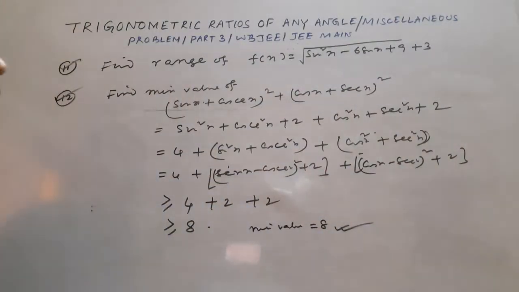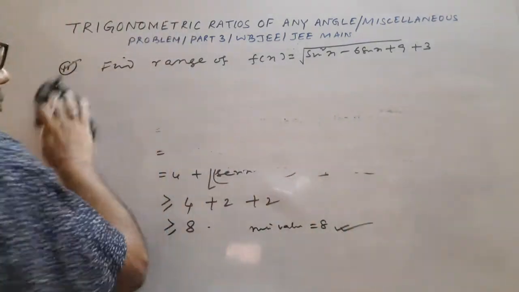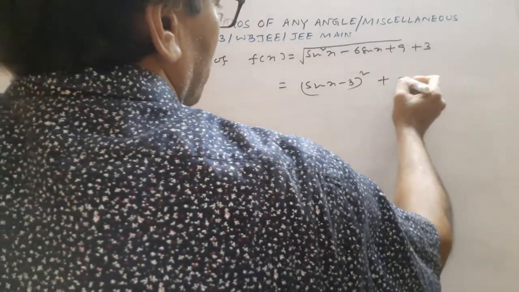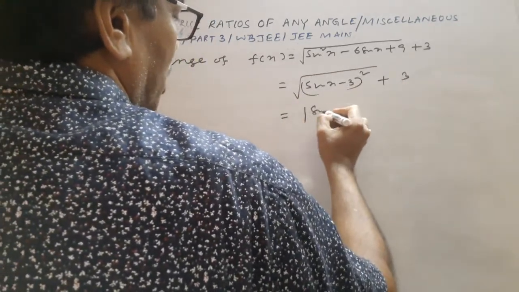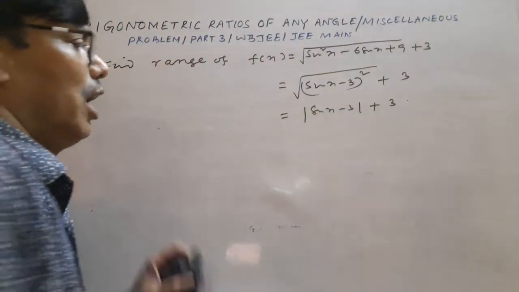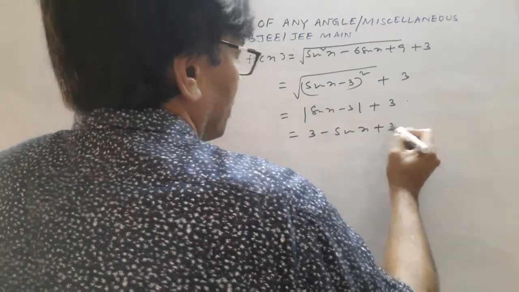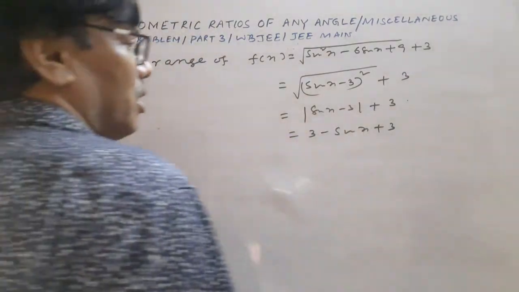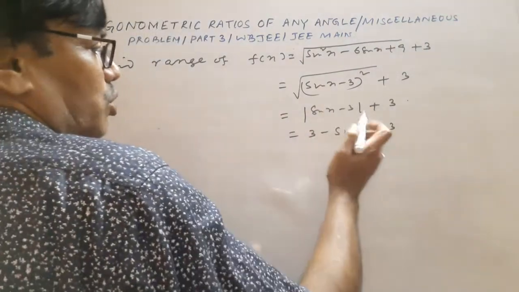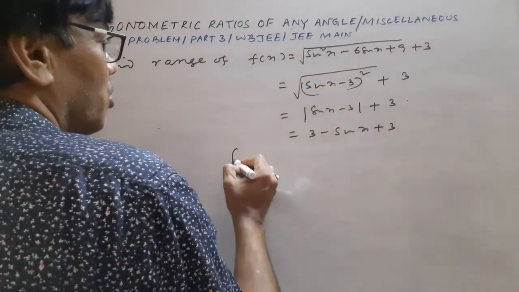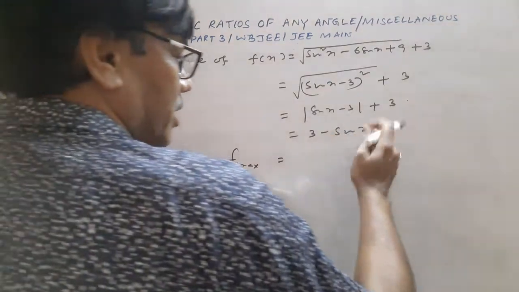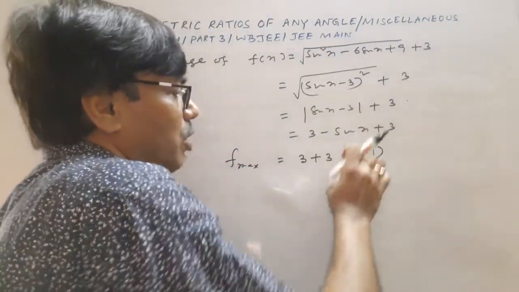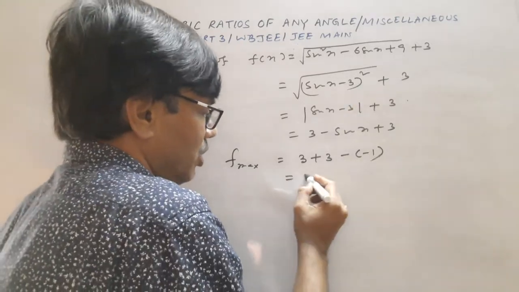So this is also a problem of class 10. Now this one: f(x) equals the square root of (sin x minus 3) whole square plus 3. Now this is mod of sin x minus 3 plus 3, which is 3 minus sin x plus 3, because sin x is always less than or equal to 1. So 3 minus sin x is always positive. f is maximum when sin x is minimum. What is the minimum value of sin x? Minus 1. So this is 3 plus 3 minus of minus 1, which is 7.